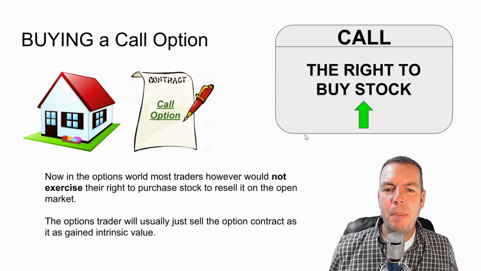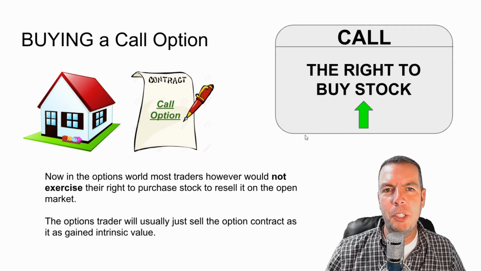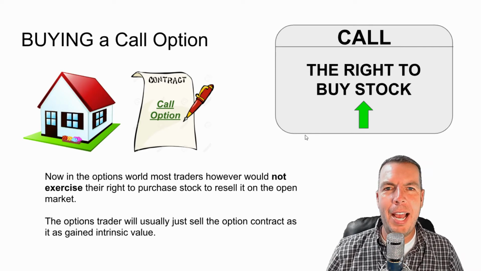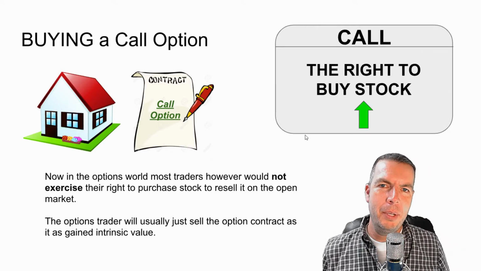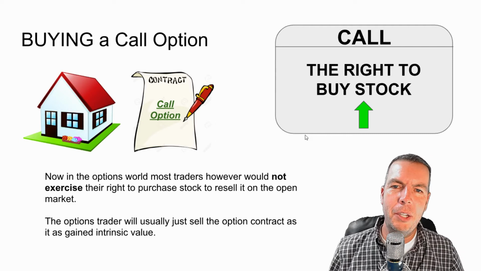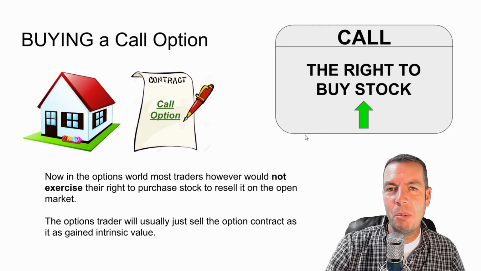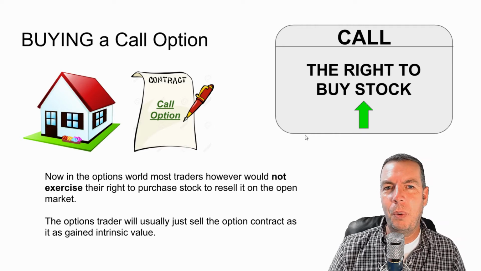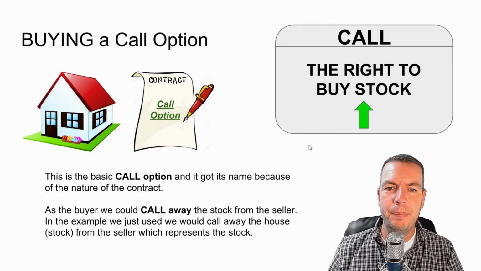Now, in the options world, most options traders would not exercise their right to purchase the stock and then just resell it. That's a lot of hassle to go through. Most option traders will just sell their contract, because their contract has gained some intrinsic value. It has gained value because that stock, or house in this case, has gained value. Therefore, the contract has gained value, so they can sell that contract on the market.